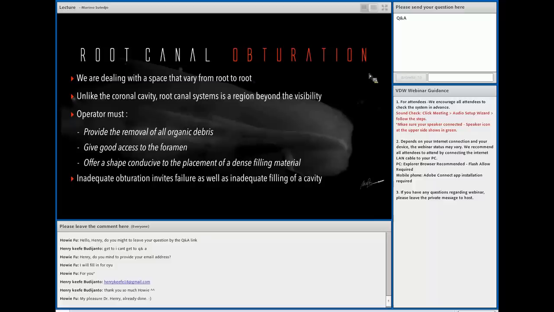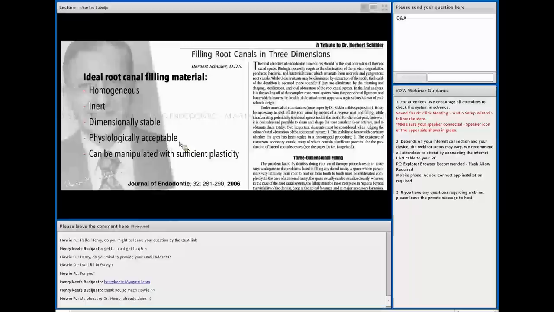Therefore, if we are talking about sealing the root canal, we know that we are dealing with variations of space. Not every root canal is just a canal. Mostly they have some complexity. Therefore, we need to provide removal of all the debris, bacteria and tissue, give good access to the foramen, and offer a shape or resistance form that can take placement of dense filling material inside our root canal systems. The ideal root canal filling material should be inert, homogeneous, stable, and biocompatible. And last but not least, it can be manipulated with good plasticity, because if it is not plastic enough, it is impossible to seal all the canals.